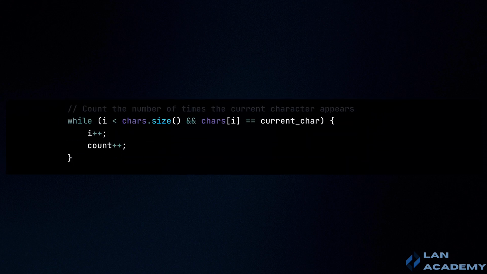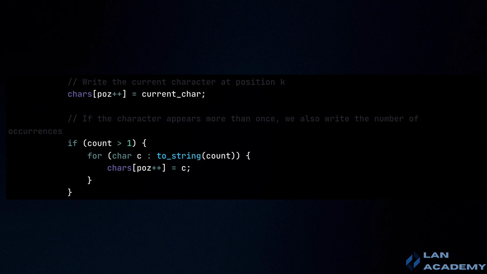I enter a while loop that continues as long as the current character matches current char and the index i is within the bounds of the array. Inside this loop, I increment both i and count. Once I exit the while loop, I write current char to the chars array at the position pos, and then increment pos. If count is greater than 1, I convert count to a string and iterate through each character of this string, writing each digit to the chars array at the current position pos and incrementing pos for each digit.